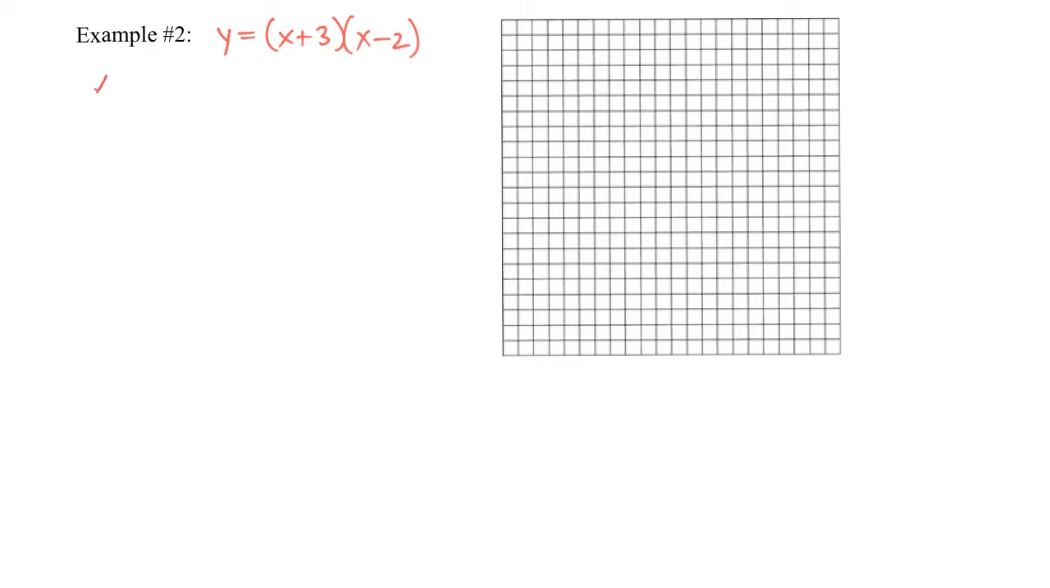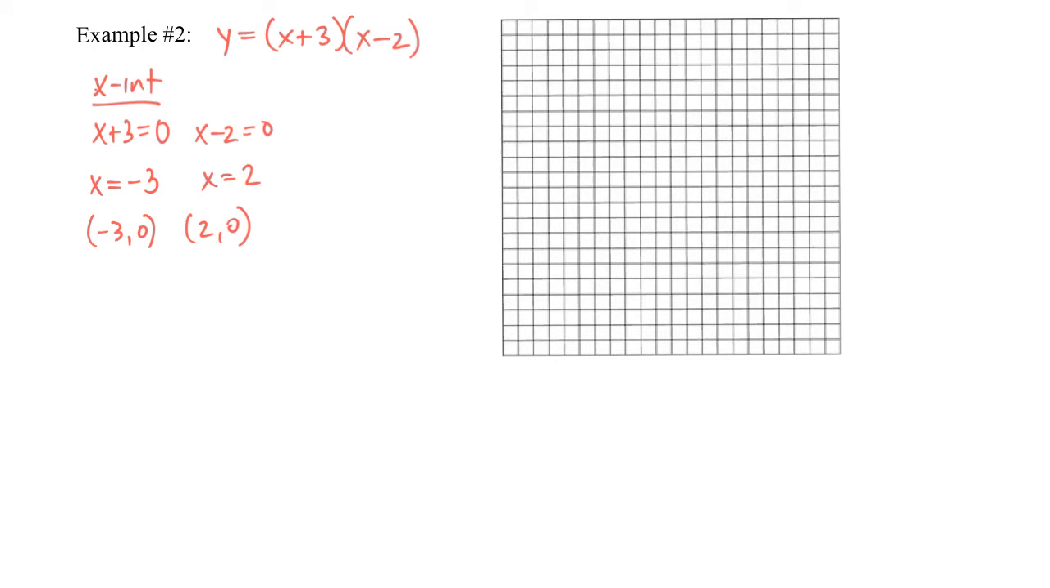So I'm going to do my x-intercepts first. I'm already in factored form, so I can go right to the part where I'm setting them both equal to 0. And so I have an x-intercept of -3 and an x-intercept of 2, and I'm going to write those as coordinates, and there they are.